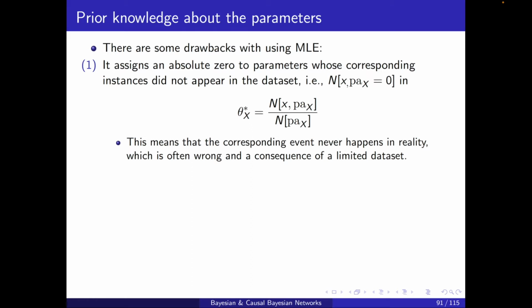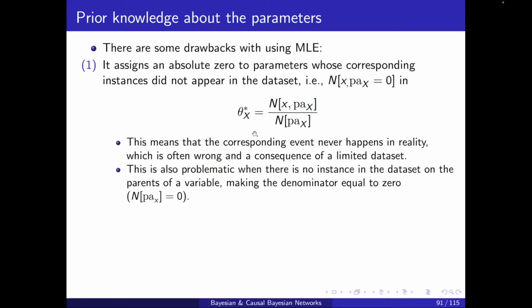This is also particularly problematic when there is no instance in the data set on the parents, making the denominator equal to 0. Then I cannot even use this to get a 0 value.